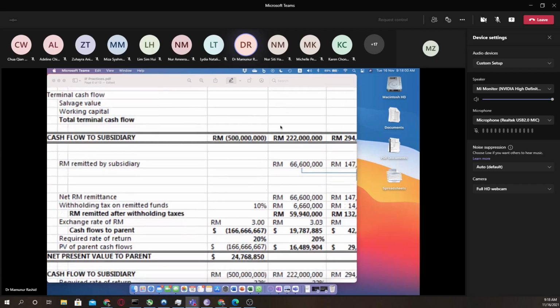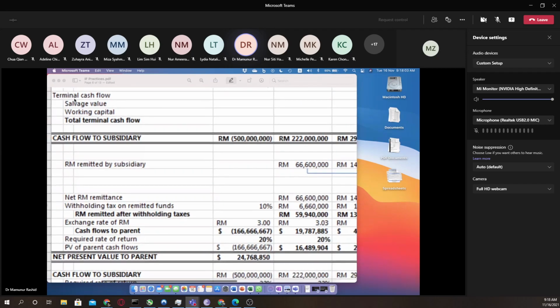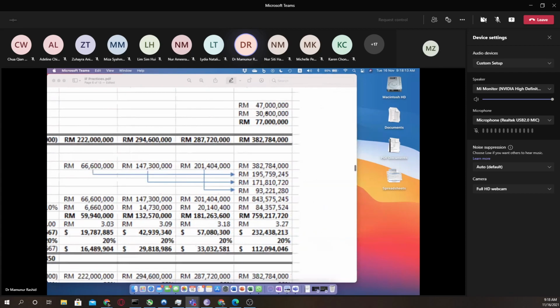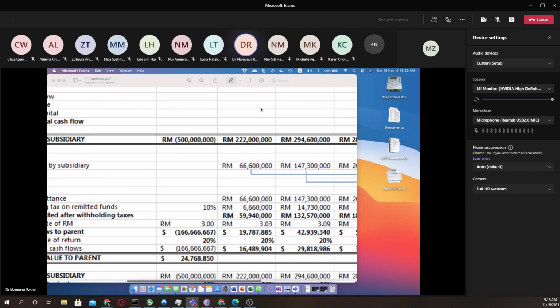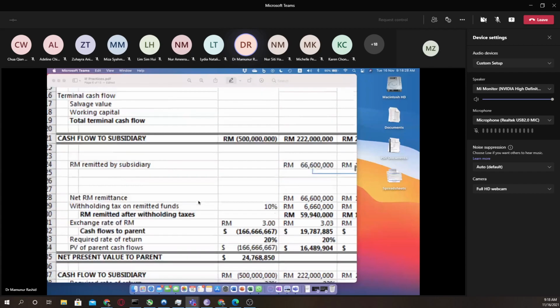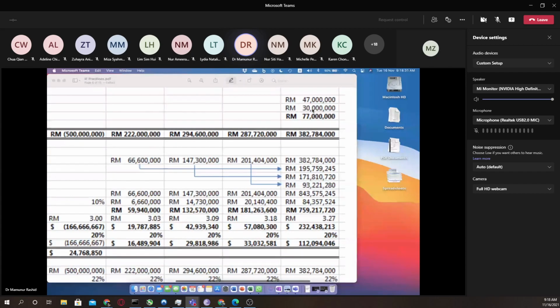And last is the terminal cash flow or the ending cash flow. Terminal cash flow includes salvage value and also working capital. So the salvage value of this project is, remember, the 10% of the depreciation that has not been covered. So this 10% of 470 million is 47 million. This will be paid by the Malaysian government when they purchase your project. And then we have 30 million of working capital. This working capital will be paid back. 30 million of the working capital is coming here. So altogether it is 77 million.